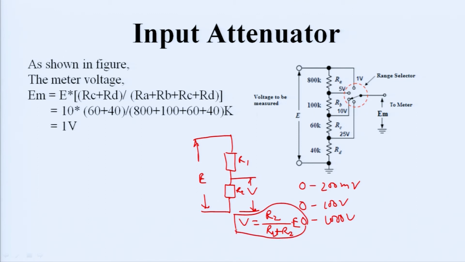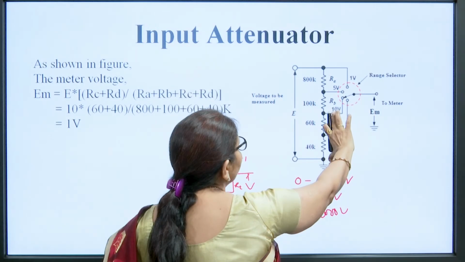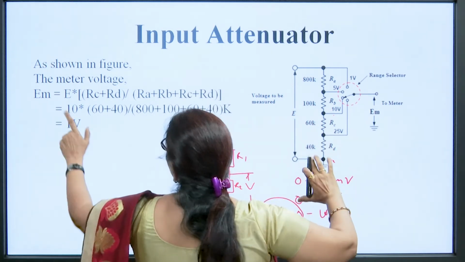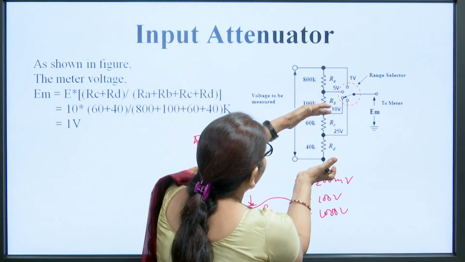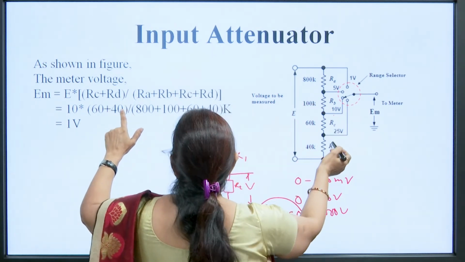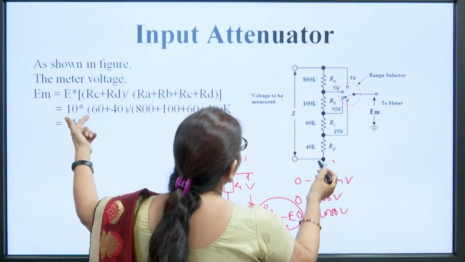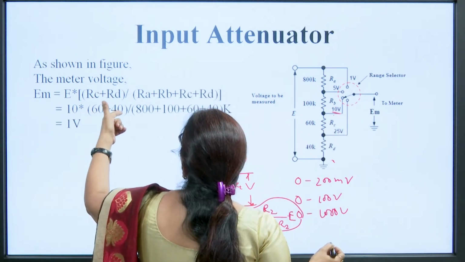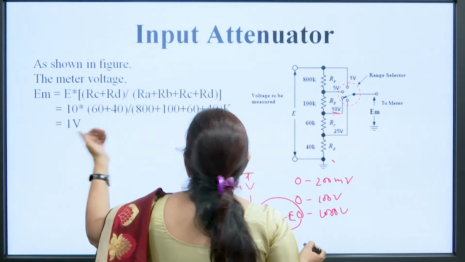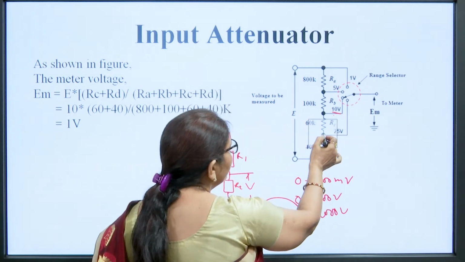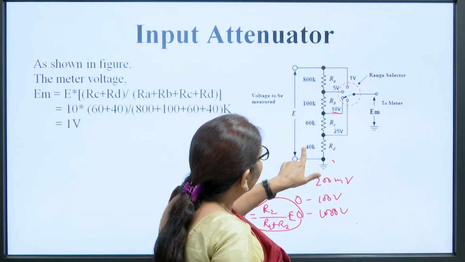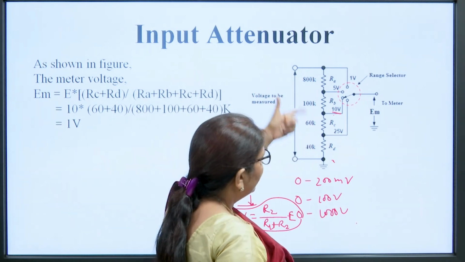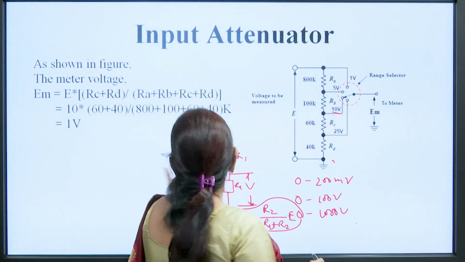So, when the selector switch is placed at this position, what will happen? We want to see the voltage across these two resistances, 60 kilo ohm and 40 kilo ohm. So, the voltage across this meter will be RC plus RD, these two resistances, divided by the total resistance, times the input voltage. Suppose the input voltage is 10 volt, because this switch is showing 10 volt. So, 10 volt times 60 plus 40 divided by the total resistance; again it will be 1 volt. Similarly, if we place the switch at this position, it will be 40 kilo ohm divided by the total 1000 kilo ohm, with a 25 volt input, and it will again be 1 volt.